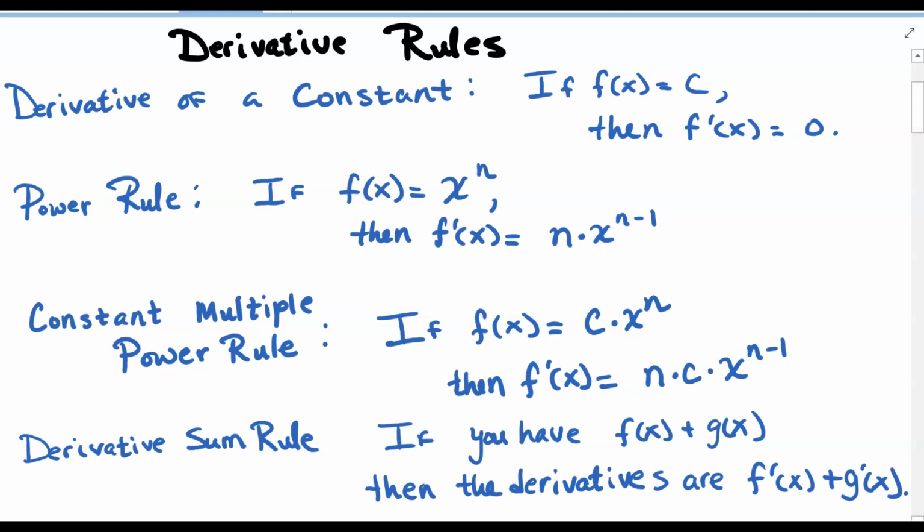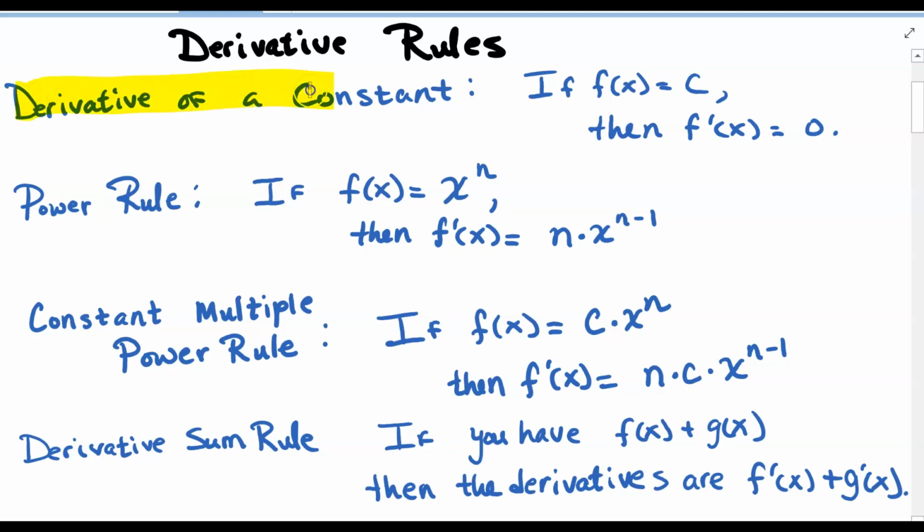Okay, we're going to be taking a look at some derivative rules here, and you're going to find that the limit of the difference quotient is a thing of the past. So let's take a look at some rules, and then we'll try to go over some examples that we can squeeze in. The first one is the derivative of a constant. If f of x equals c, then f prime of x equals 0.